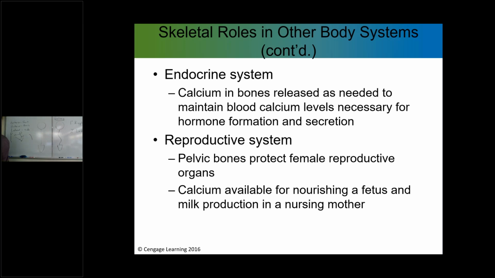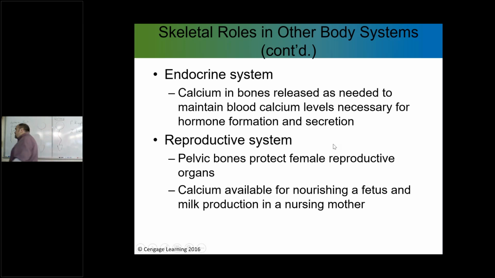Calcium in bone is released as needed to maintain blood calcium levels. And there are different hormones that we'll look at in the endocrine system that are going to help allow for increasing blood calcium levels when it's needed. So there are hormones that will help the cells within the skeletal system to release calcium and break down bone.